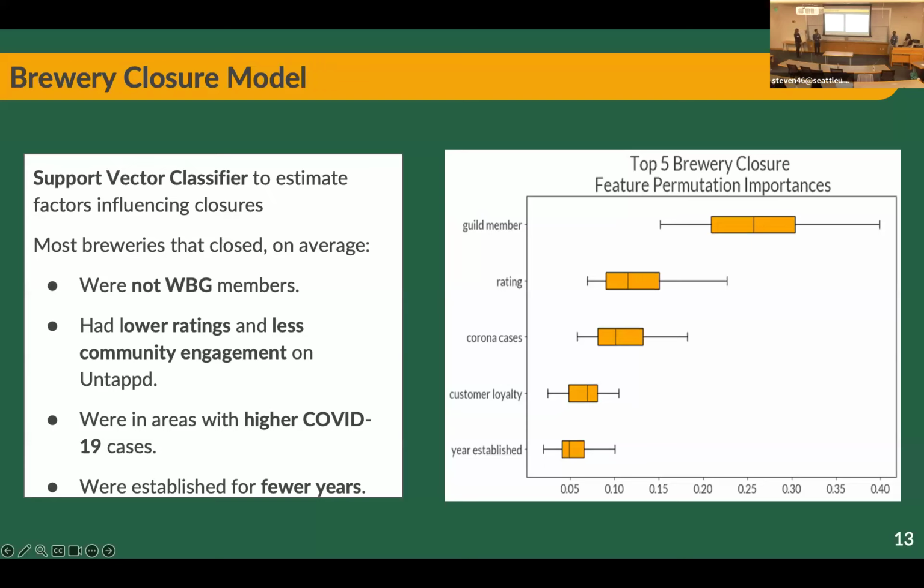So here we can see from the right graph that most of the breweries that closed in 2022 were less likely to be members of the Washington Brewers Guild, and they had less community engagement on Untappd, and also lower ratings. And one fact about 2022 is that they were also in areas where there were more COVID cases. And finally, they had fewer years of experience, fewer years of establishment, as in aggregated statistics.